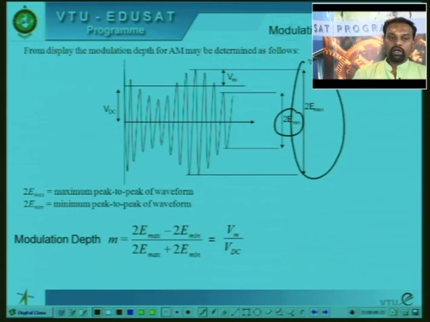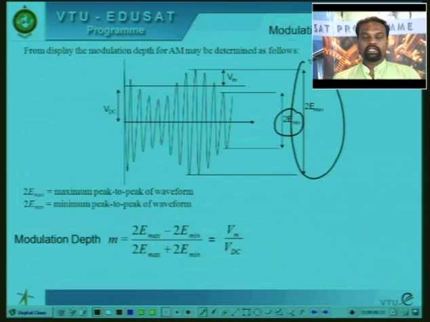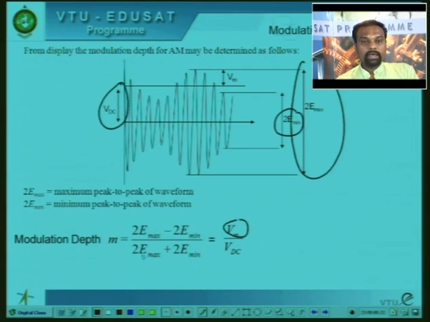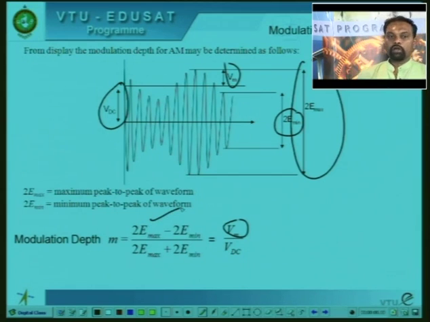Now we can also express the modulation depth, that is M, in terms of 2 E max minus 2 E minimum, that is Vm, and 2 E max plus 2 E minimum in terms of VDC. So Vm will be basically equal to 2 E max minus 2 E minimum, divided by VDC, which is going to be 2 E max plus 2 E minimum. So this VDC is represented by E max plus E minimum, and Vm is represented by E max minus E minimum. So that is another way of expressing your modulation depth.